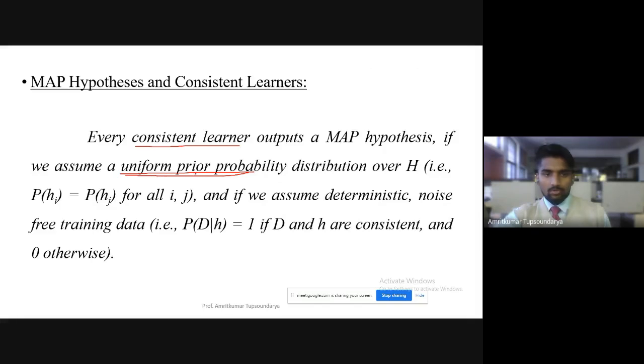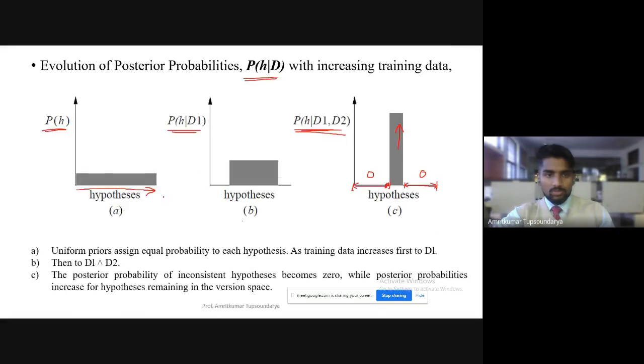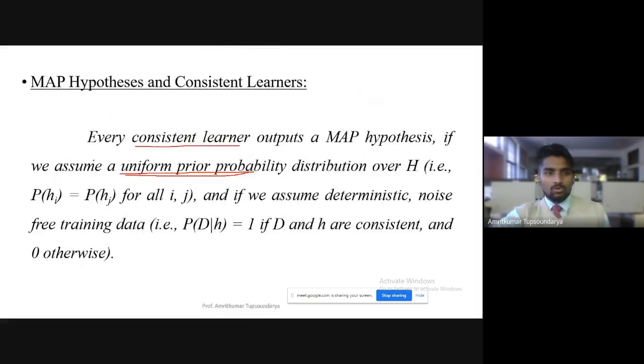Whenever I say uniform prior probability, immediately that diagram should come in front of you. Let me show you that again. This particular diagram, right? It is the assignment of equal probability, that is nothing but uniform probability, for each hypothesis. So in MAP hypothesis and consistent learner, every consistent learner will result in a maximum a posteriori hypothesis, right?